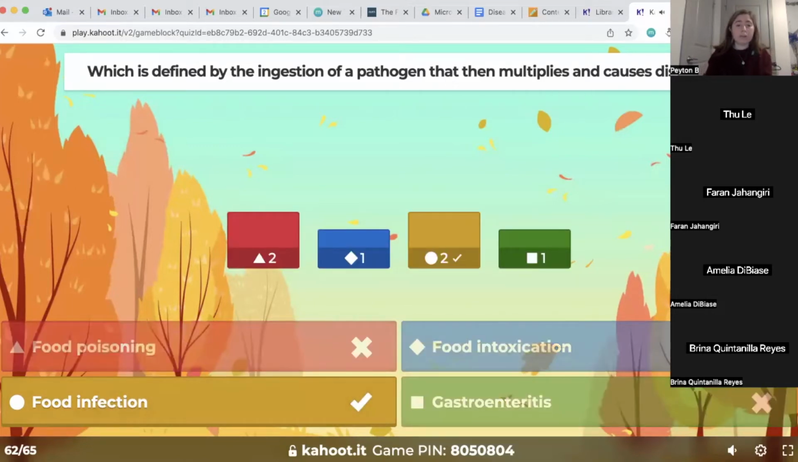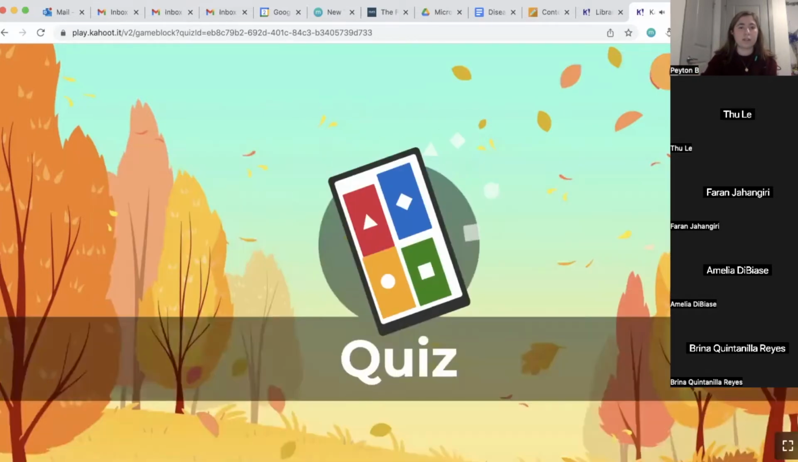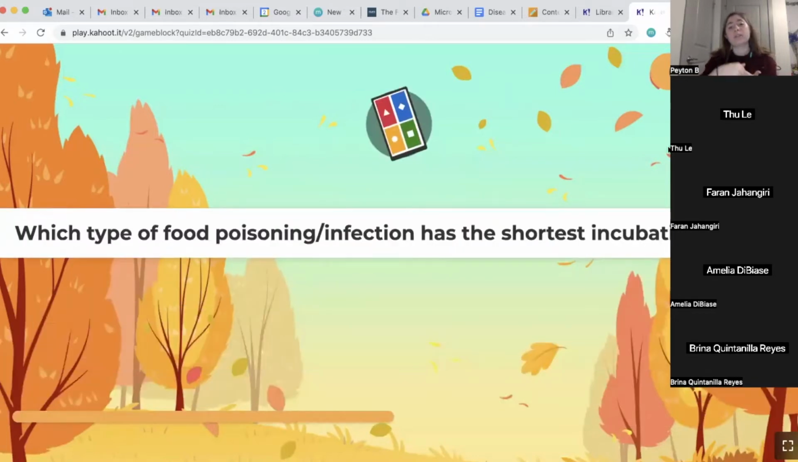So it is a food infection. Food infection is different from food poisoning and food intoxication. Food poisoning and food intoxication are the same thing. So food infection is when you eat a bacteria like E. coli, and then it multiplies in your gut and creates disease just because of the sheer amount of it. Food poisoning or food intoxication is when a toxin is released, like in the case of botulinum.